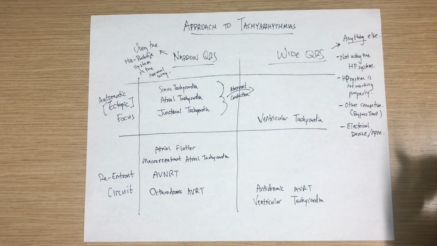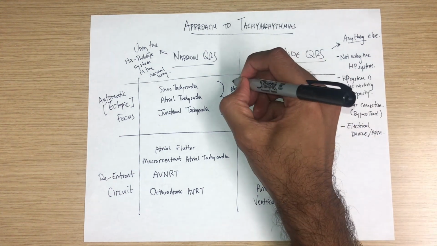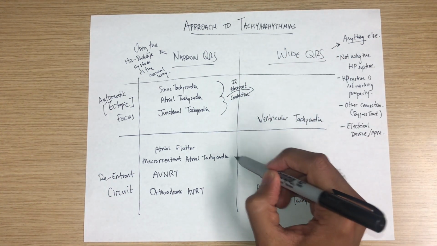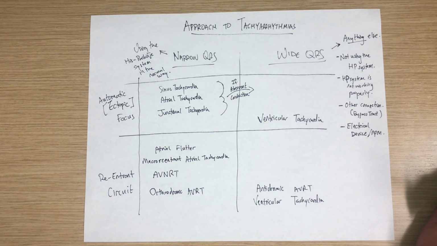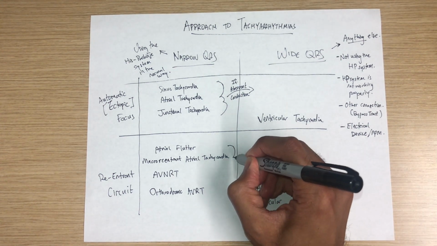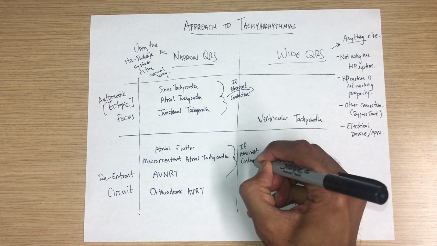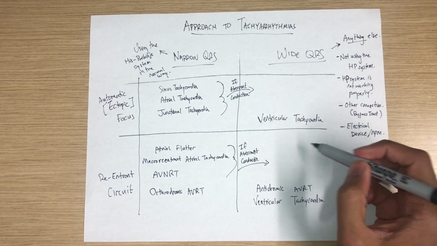Most often that's with a bundle branch block. Similarly, any one of these reentrant circuits that are normally associated with a narrow QRS, if there's aberrant conduction, could end up having a wide QRS.